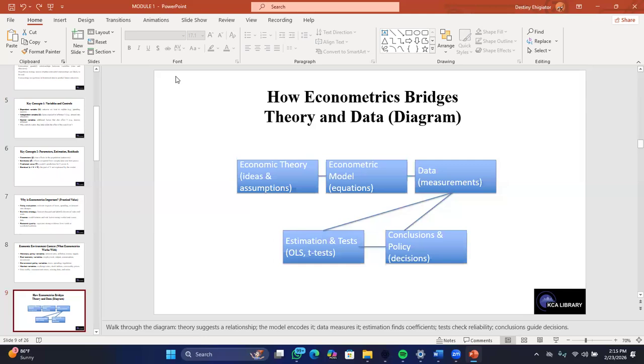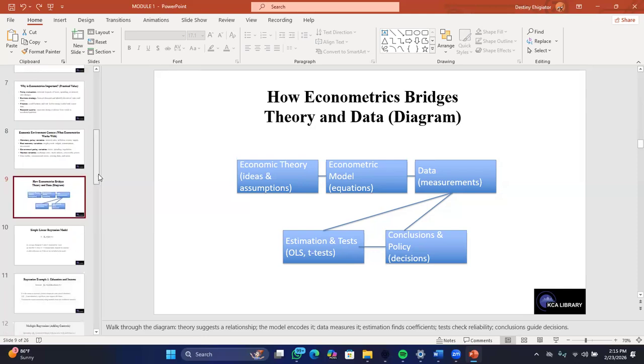How econometrics bridges theory and data. It goes from economic theory, from ideas and assumptions, to an econometric model, which becomes an equation. From the equation, it becomes data that is measured. Then you do testing and estimation on it, then you conclude and give policy recommendations. This is how econometrics works generally.